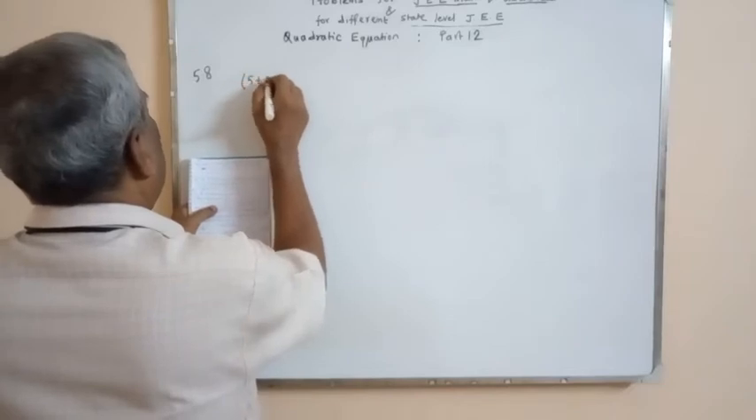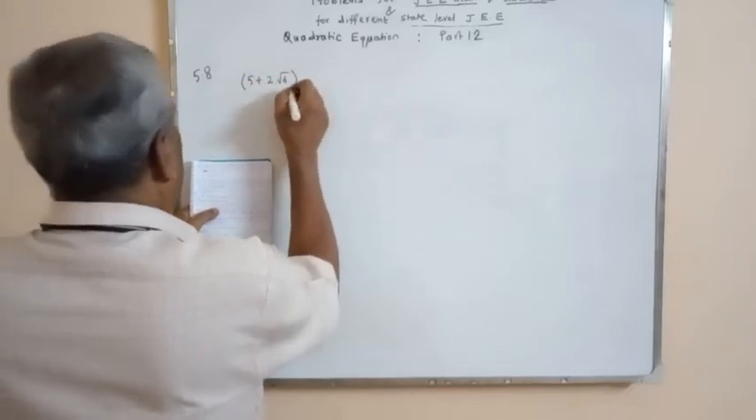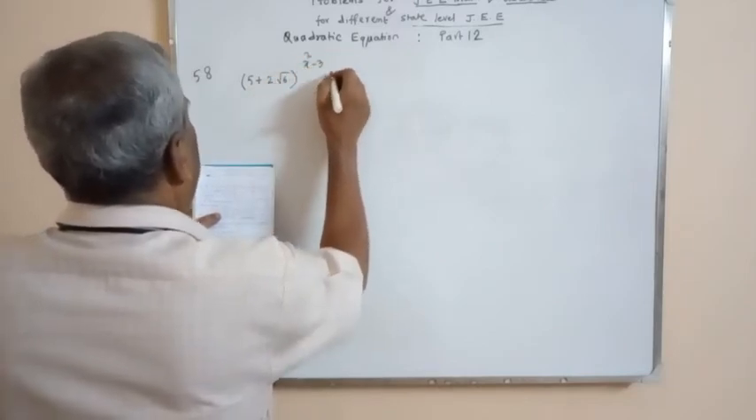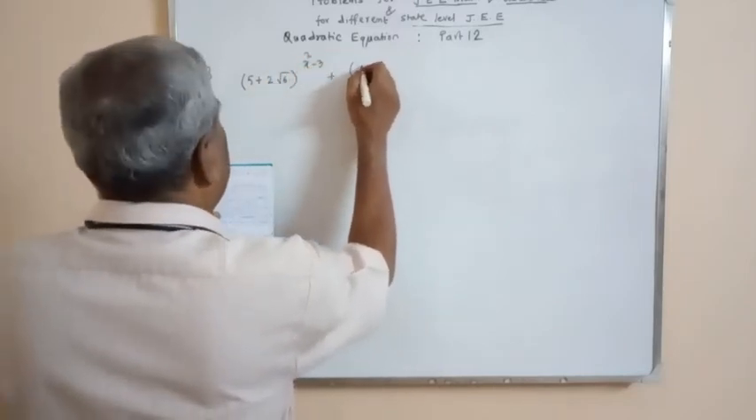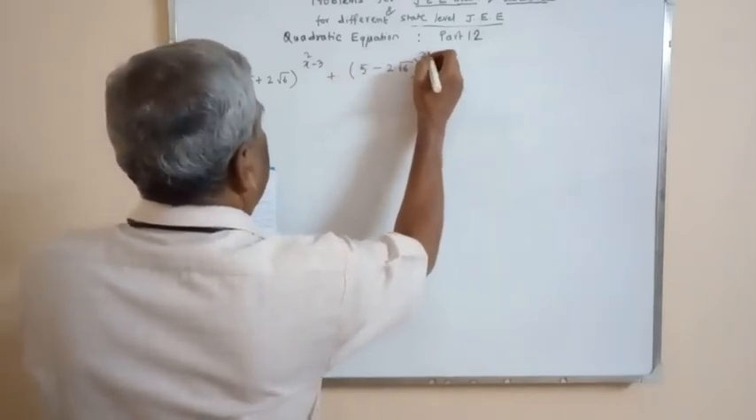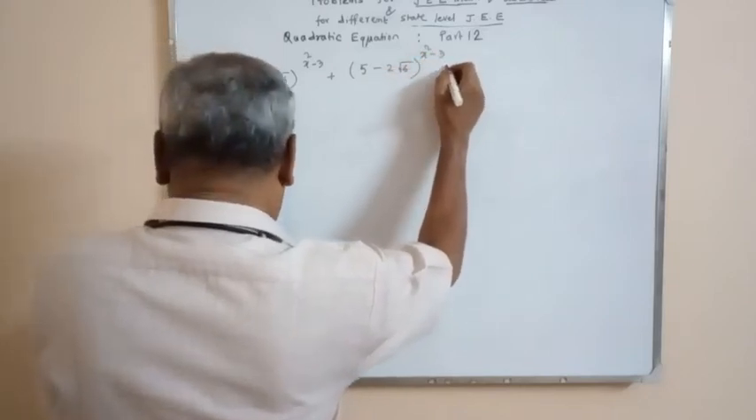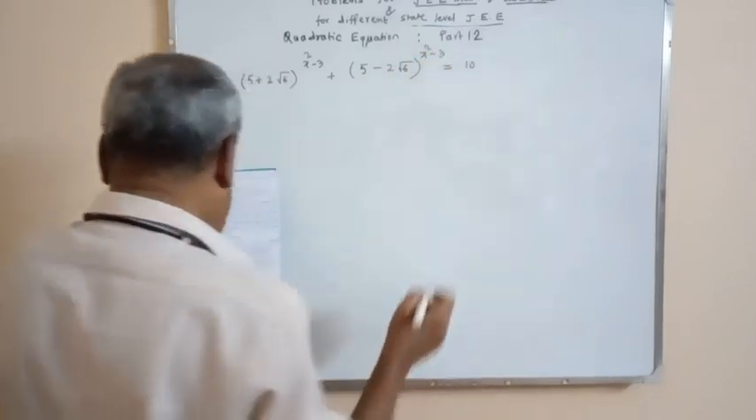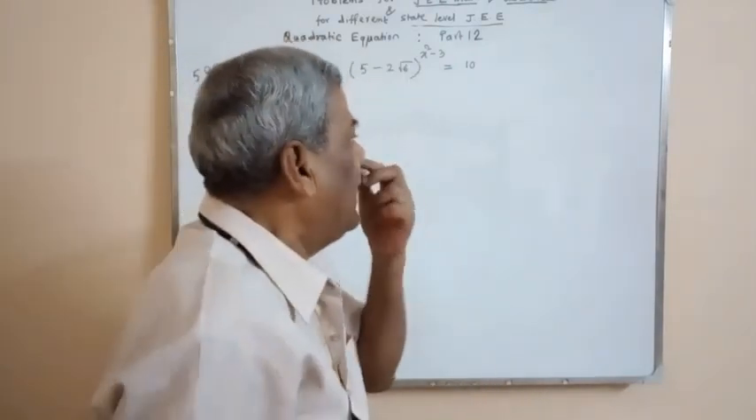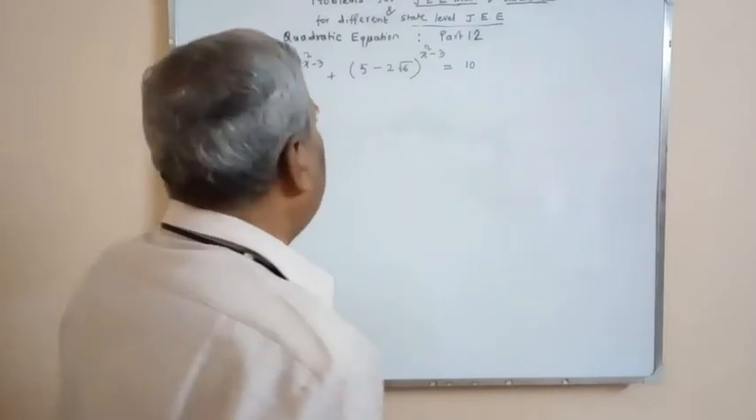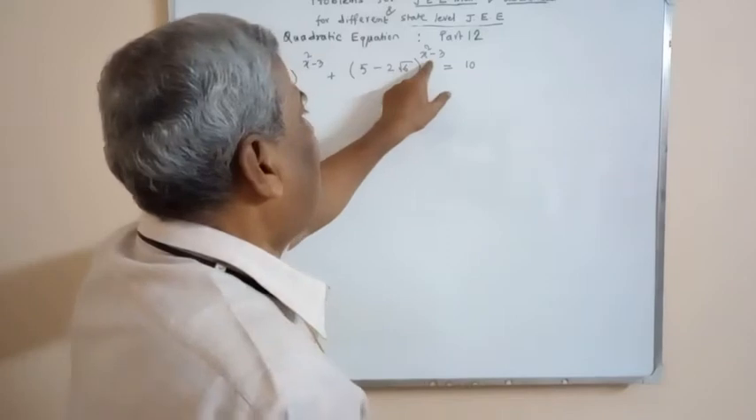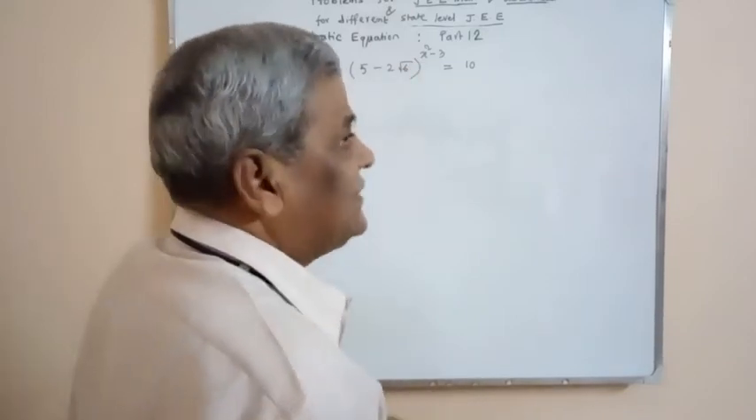(5 + 2√6)^(x² − 3) + (5 − 2√6)^(x² − 3) = 10. So one equation we have to solve, and the variable x is in the power. Bases are this and that.